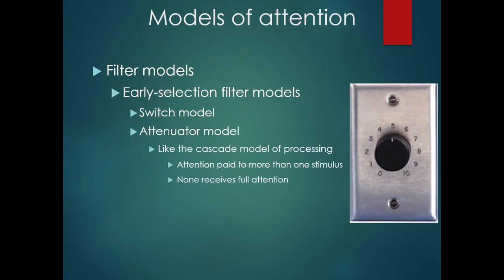So in this model, you can pay attention to more than one stimulus, but none of those stimuli that you're paying attention to are going to get full attention. You can't have full attention on more than one thing. That sort of makes sense, doesn't it? But you don't have to do 50-50 on two different stimuli. You could have maybe 90% of your attention on one and 10% of your attention on the other. I'll give you an example of situations where you may have been in that condition.